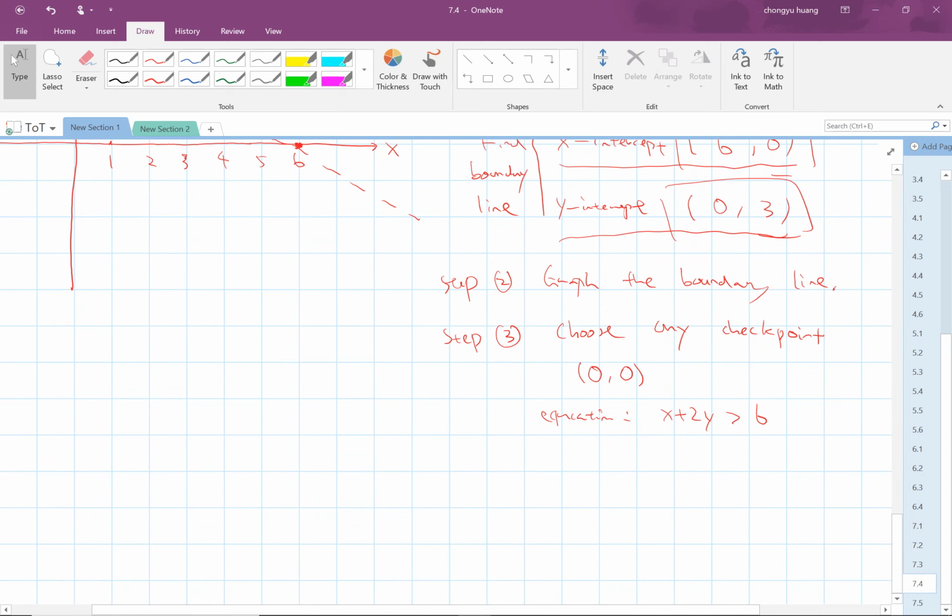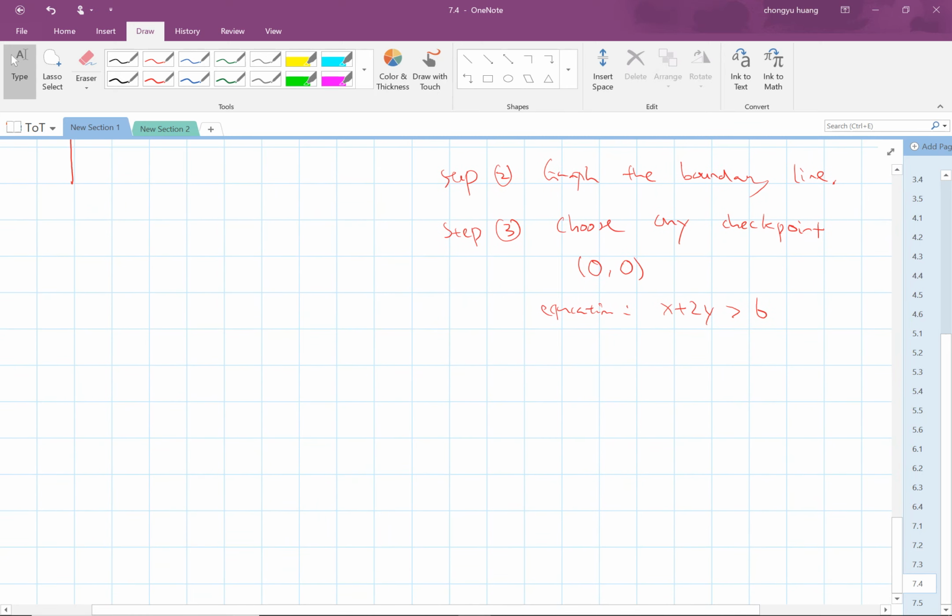So plugging in is basically 0 plus 2 multiplied by 0 is bigger than 6. 0 plus 2 multiplied by 0 gives 0, bigger than 6. So you can see the statement is false, right? Let me write this 0 a little bit better.